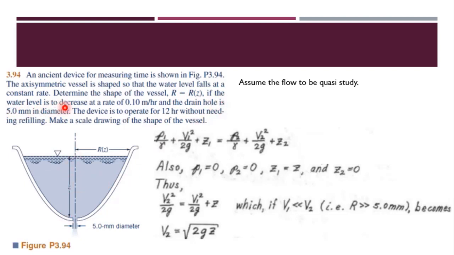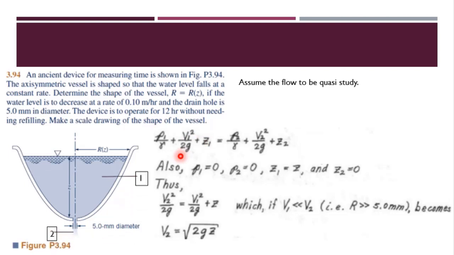If the water level is to decrease at a rate of 0.10 meter per hour and the drain hole is 5.0 millimeter in diameter, we are being shown over here as well that this drain hole is 5.0 millimeter in diameter. The device is to operate for 12 hours without needing refilling. Make a scale drawing of the shape of the vessel. So we have to draw this shape of the vessel, or find out R as a function of this height Z.